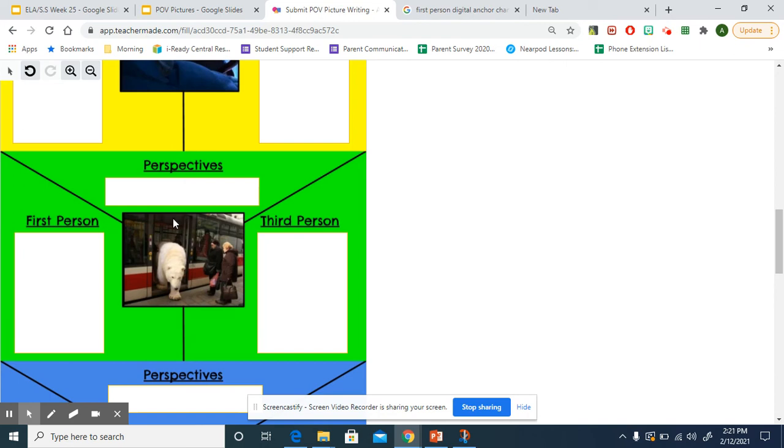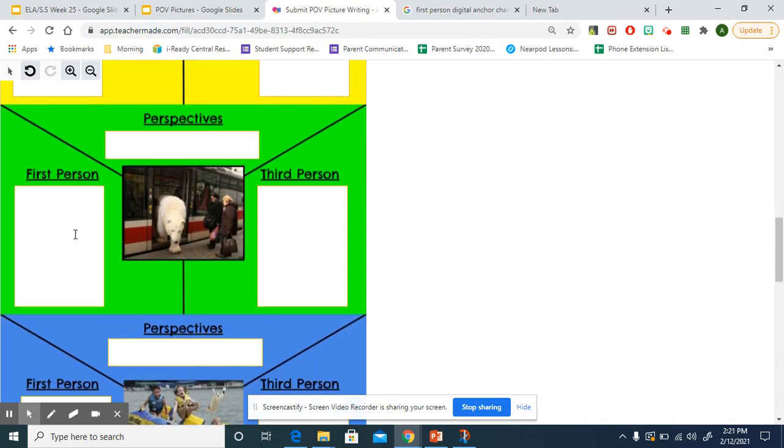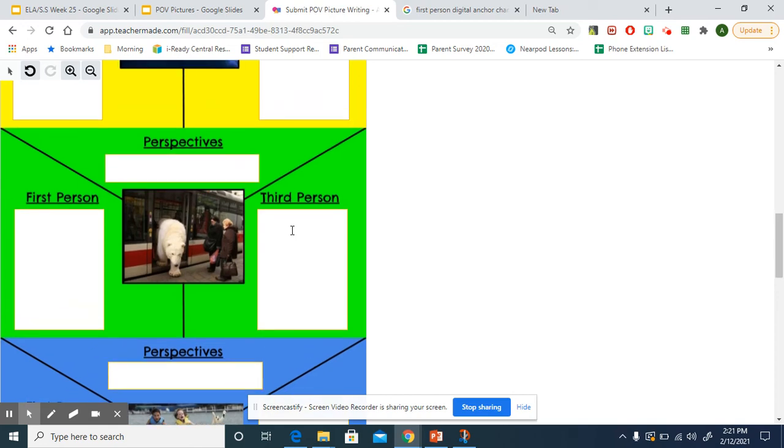You're going to choose 3 of these pictures that you want to complete, and you will fill out the perspectives, who's in the picture. You will complete a first person narration, meaning one person in the picture. For this one, you might tell the story from the first person of the polar bear or from the person standing there on the street. It doesn't matter. And then you'll complete third person. Tell what's happening from the outside looking in, describing what's happening to all the characters.